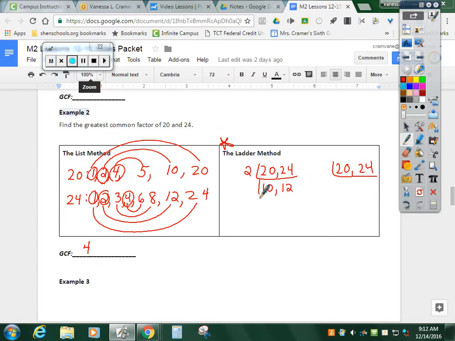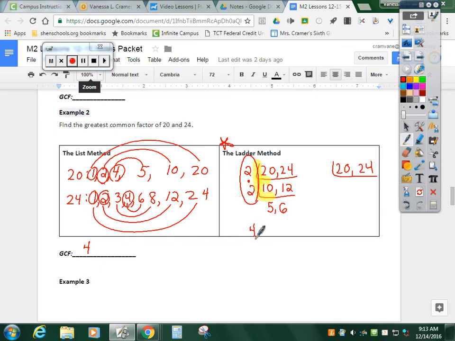Okay. Now I'm going to divide these by 2 again. 10 divided by 2 is 5. 12 divided by 2 is 6. And 5 and 6, the only thing they can be divided by is 1. So I look at this crazy thing that looks like an upside down F, and you circle all of the things on the side. Sometimes you might have 1, sometimes you might have 5, okay, and you put a multiplication sign in between them. So 2 times 2 gives you a GCF of 4.